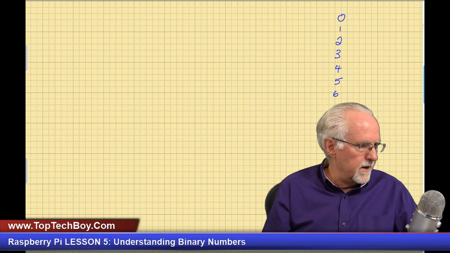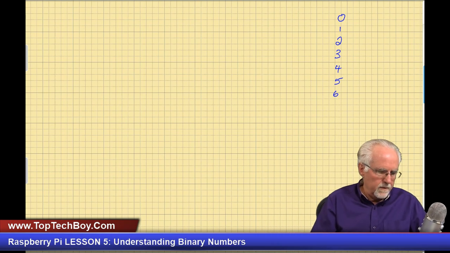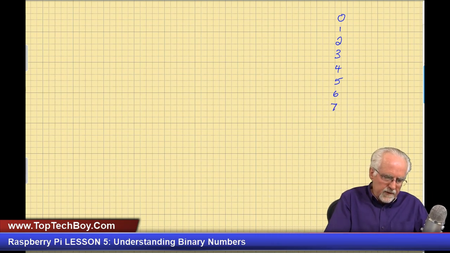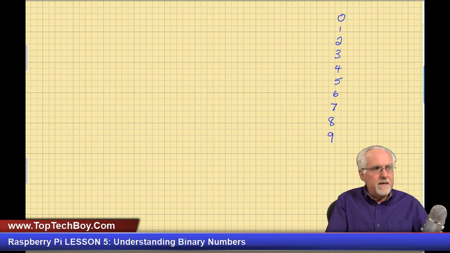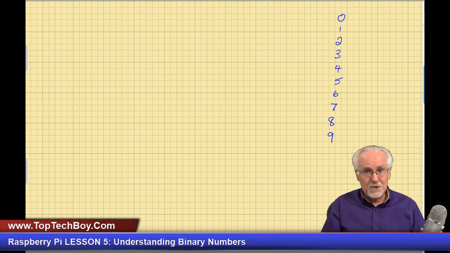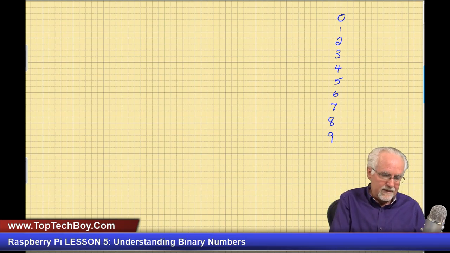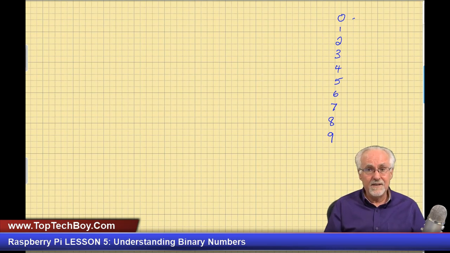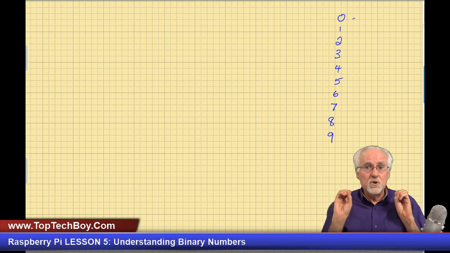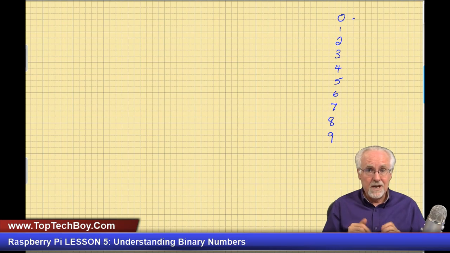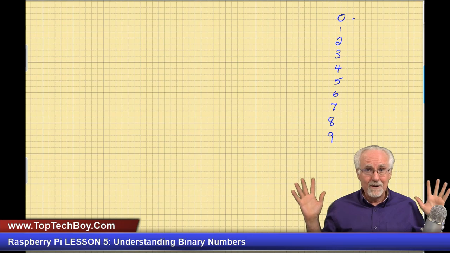I'm going to have to get further out of your way. 7, 8, 9. Okay. Now, when we get to 9, how many different symbols have we used? Don't say 9, because we started counting at 0, so we've actually used 10 characters. And what is our problem now? We're out of characters.